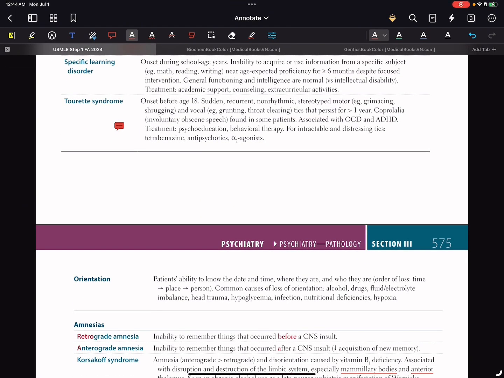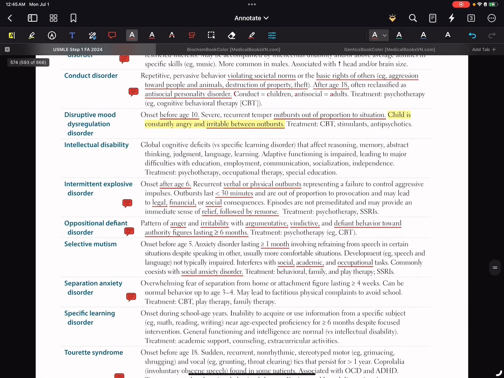Specific learning disorders: onset during school age, inability to acquire or use information from specific subjects, for example math, reading, writing, at the expected proficiency for more than 6 months despite focused intervention. General functioning and intelligence are normal, versus intellectual disability. Treatment is academic support, counseling, extracurricular activity. So you can't acquire information in a specific subject like math or writing for more than 6 months. Specific learning disorder is more than six months.